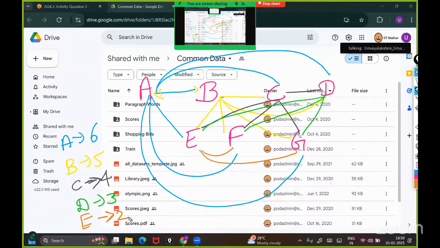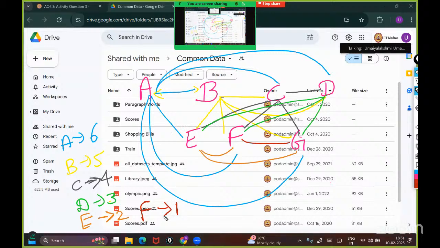And how about F? Only one, with G. Exactly, because all the other values are already connected, right? So F is only with 1. Z is already connected to every element. G is already connected with all the other elements.